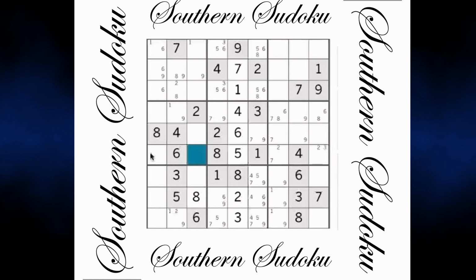Five. It can't be here or here. It can't be there. It can't be here or here because of this. Can't be here because of this one. So 5 has to be in one of those two.